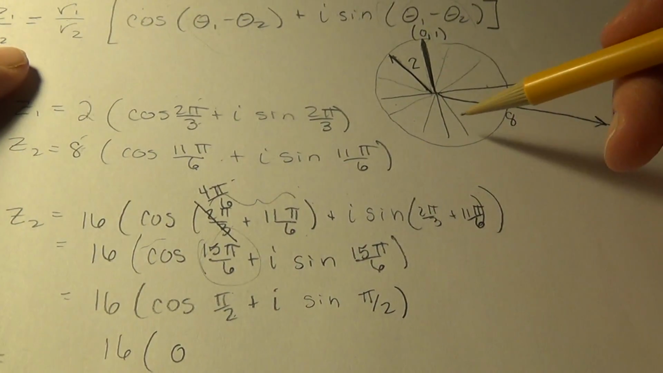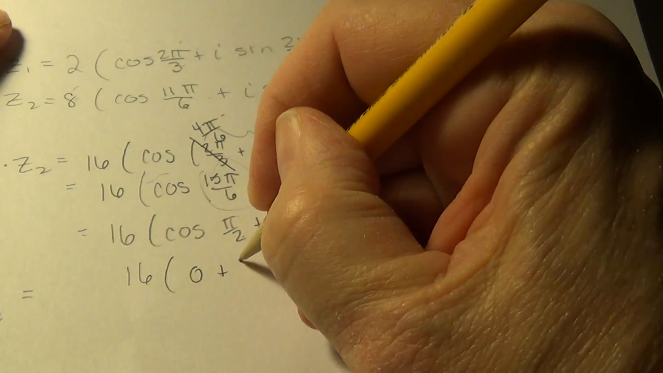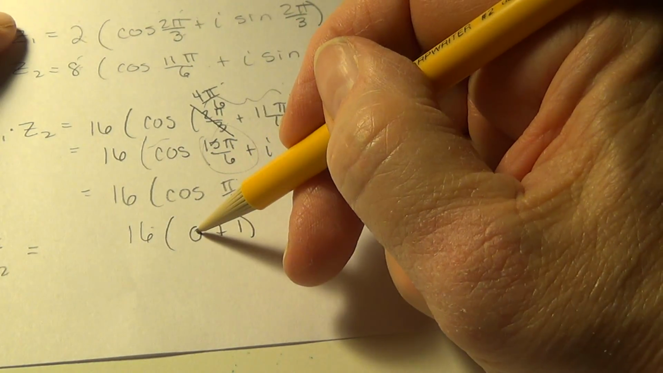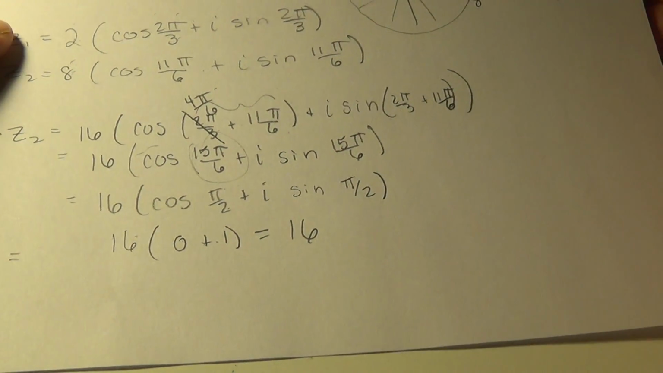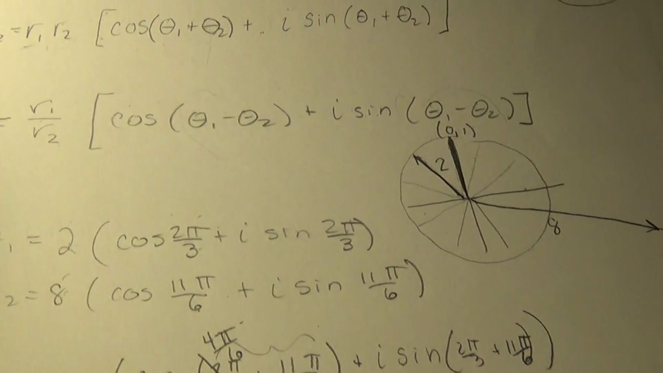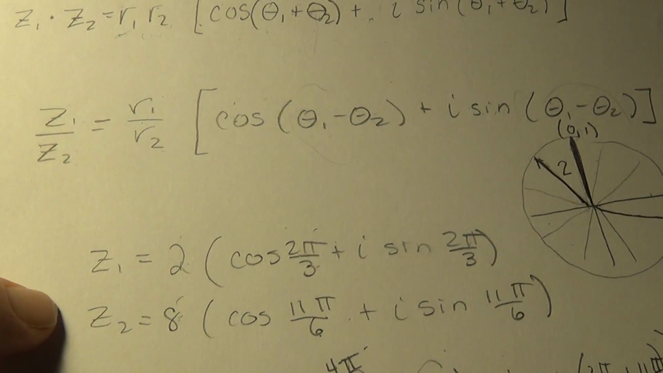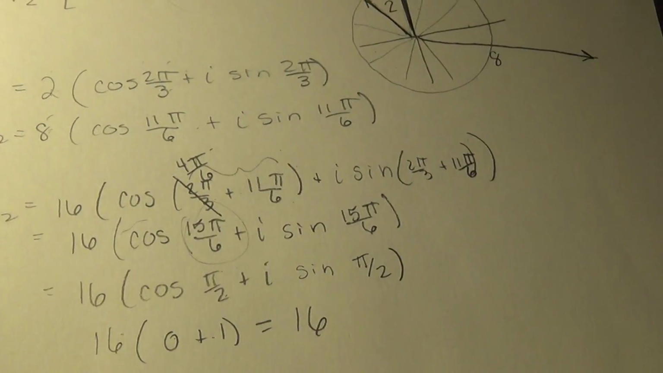And what is sine of pi over 2? It is 1. So we end up all together with 16 times 0 plus 1, which is 16. So believe it or not, where did the problem start? This complex number times this complex number gives us a 16.